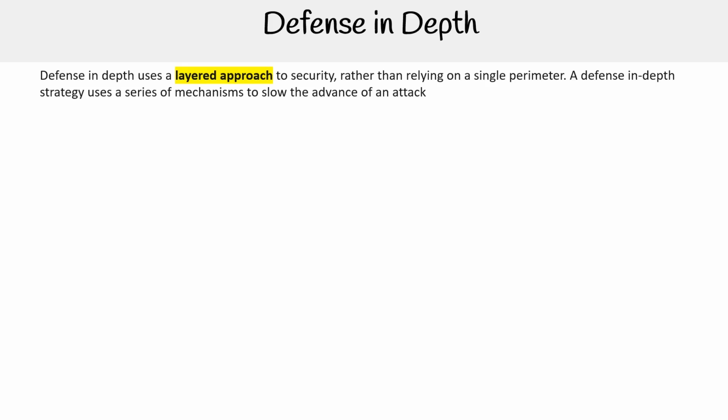So, defense in depth uses a layered approach to security rather than relying on a single perimeter. A defense in depth strategy uses a series of mechanisms to slow the advance of an attack. There are 7 layers of security that Microsoft wants you to know. It's kind of similar to the shared responsibility model.